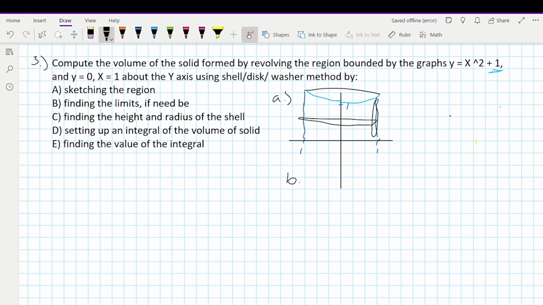So for part B, finding the limits, they were given to us: y equals 0, which is the x-axis, and x equals 1. So that will be your limits. And for C, to find the height and the radius of the shell, your height is going to be the equation of the graph given to you. So it's going to be x squared plus 1, and that's our height. And then for our radius, we're going to label it x.